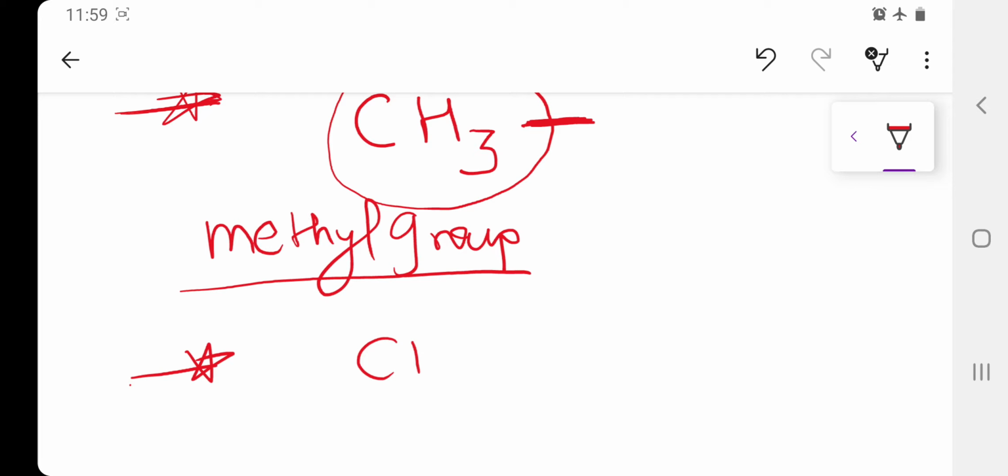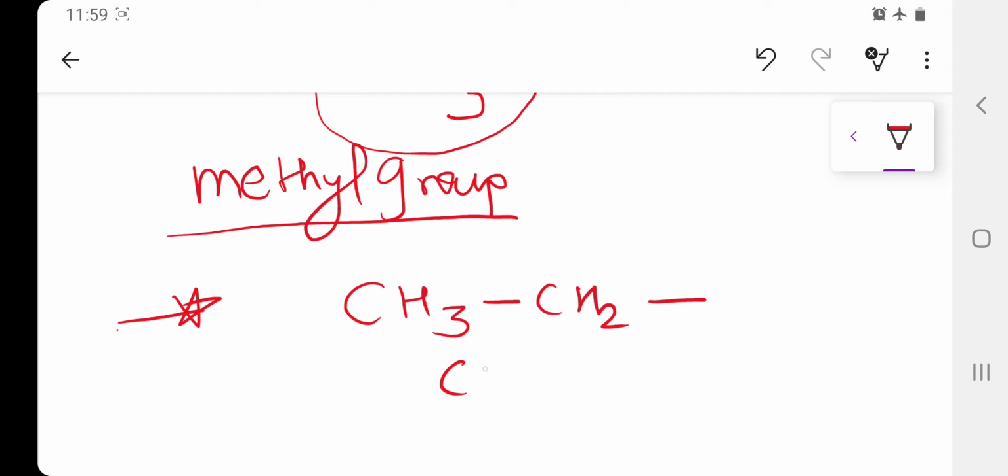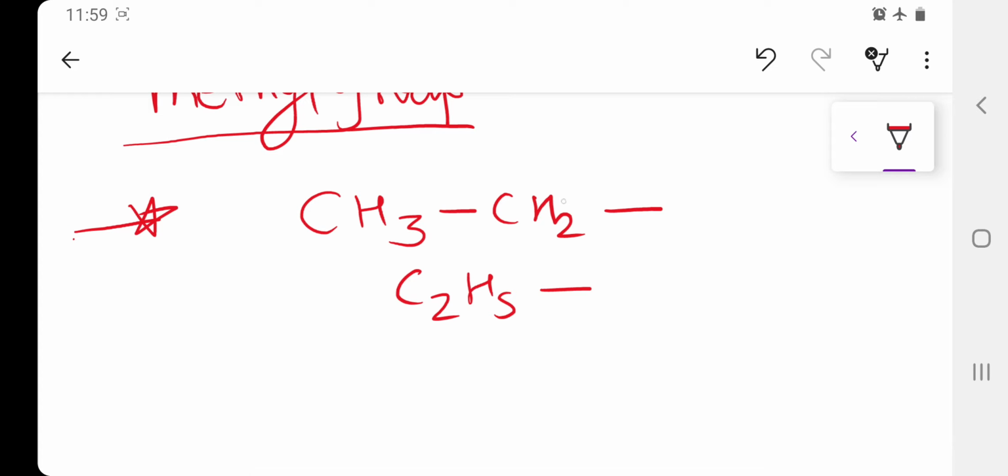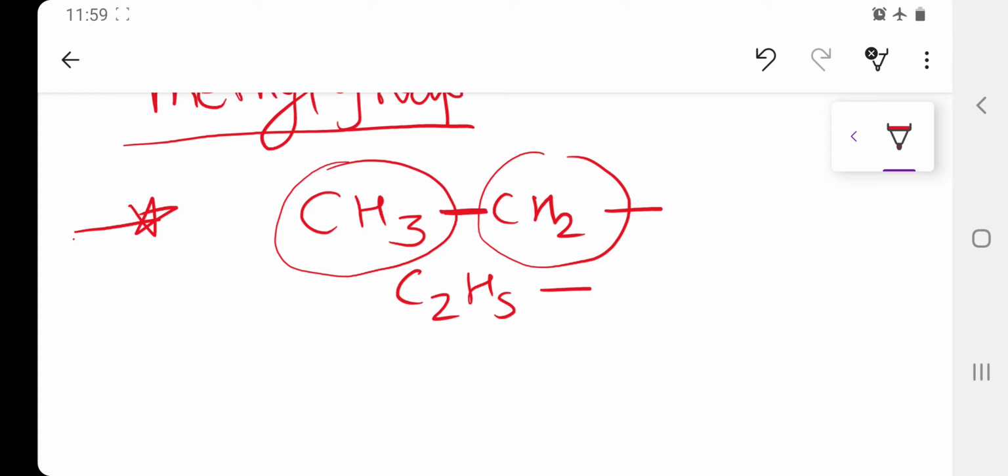Then the second group is CH3 CH2, that means C2H5. This can be combinedly written as C2H5. In this C2H5, one carbon has all 4 bonds, and the other carbon has a bond with carbon, 2 bonds with hydrogen, and 1 bond with another entity that will come later, that can be OH or Cl, like this. This C2H5 is called the ethyl group.